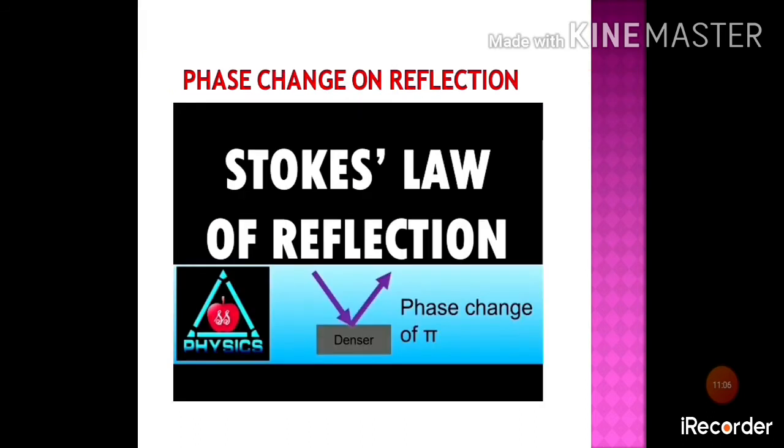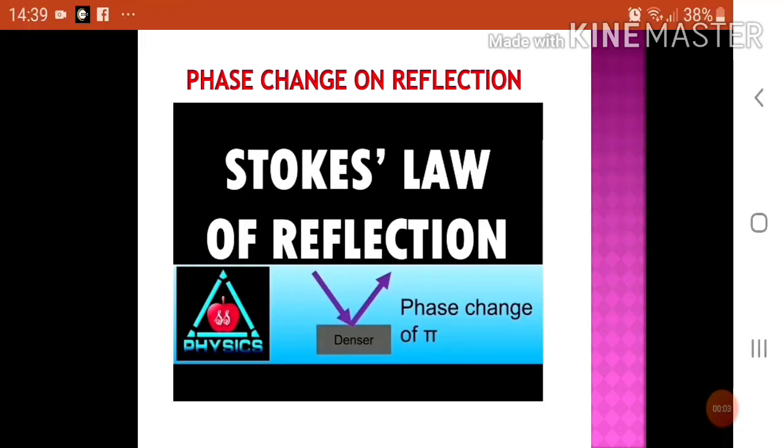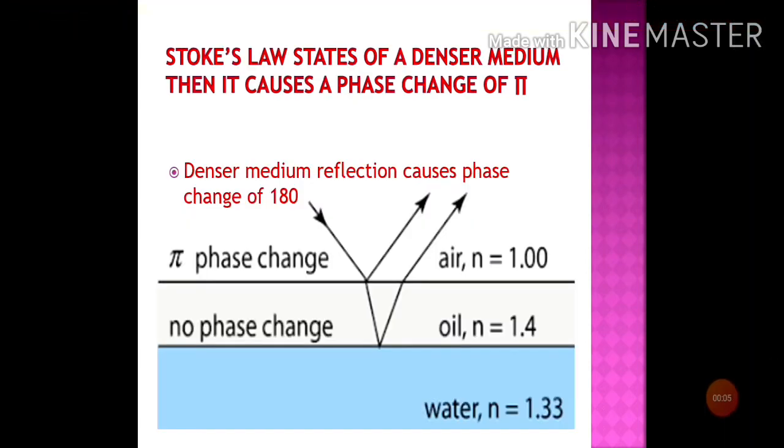Okay. To understand Stokes' law of reflection, let's have a look at this. You can see that I have a picture in which I have used three mediums: air, oil and water. The refractive index for air is 1, for oil is 1.4 and for water is 1.33. Now you can see when the incident ray gets reflected from the upper layer, that is from the surface of oil, there is a phase change of pi, because it gets reflected from the surface of a denser medium.